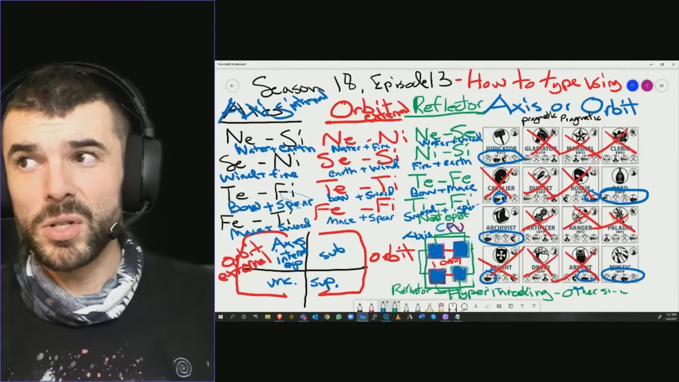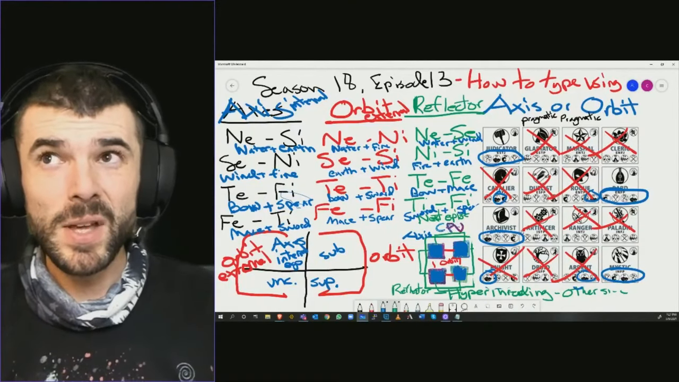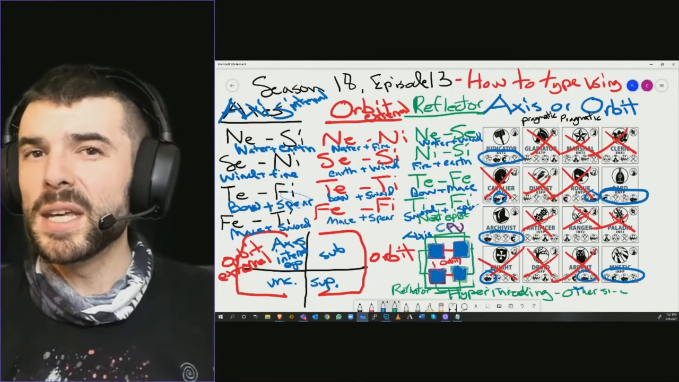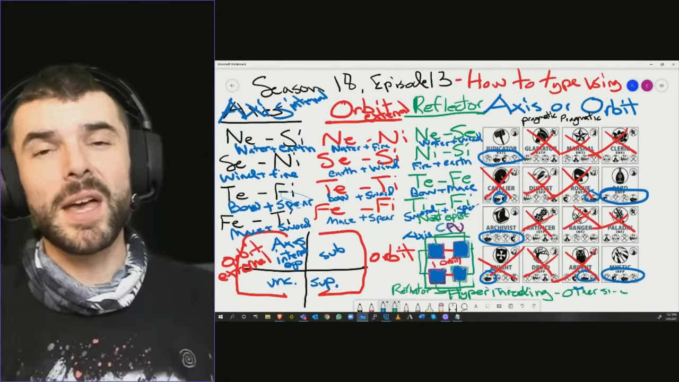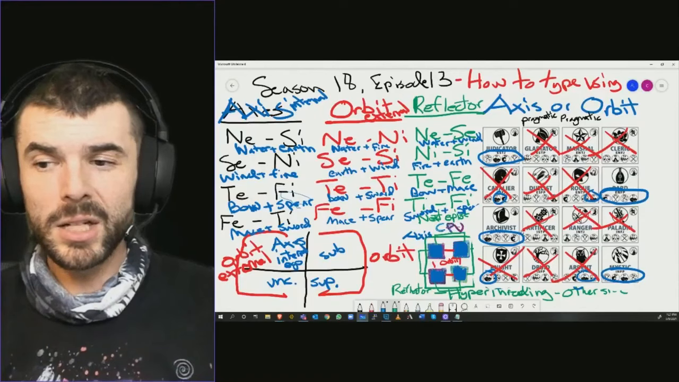Okay, so we know she's an SI user. Is her SI really, really high? Is it in the top two slots? Is it parent or hero? Or is the SI pretty low? Is it child or inferior? And because of that, you instantly know where the placement is for the extroverted sensing.